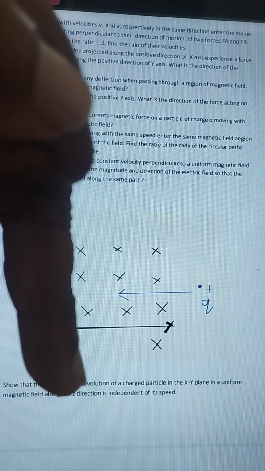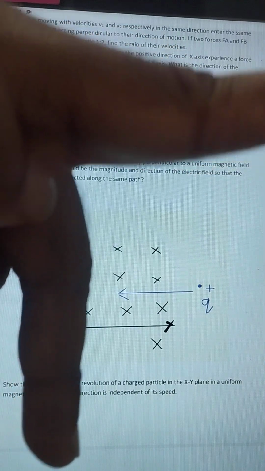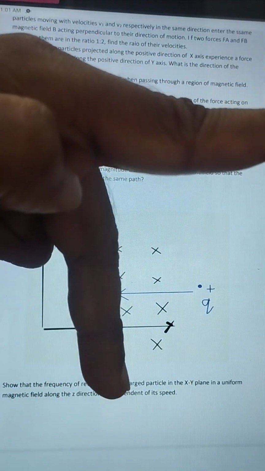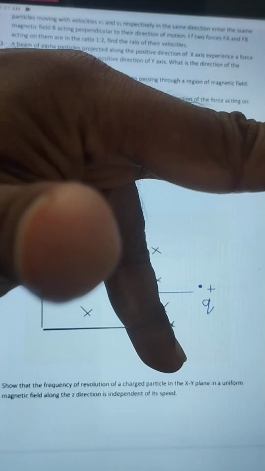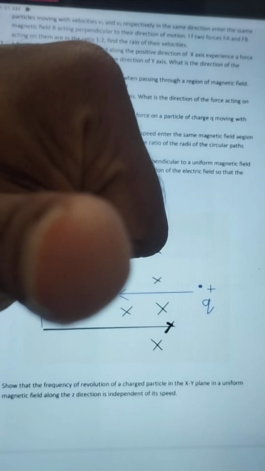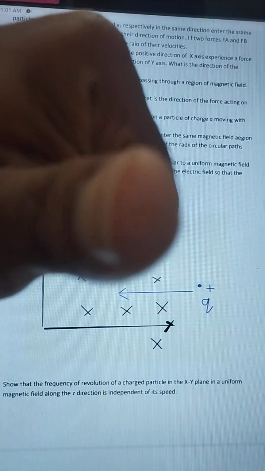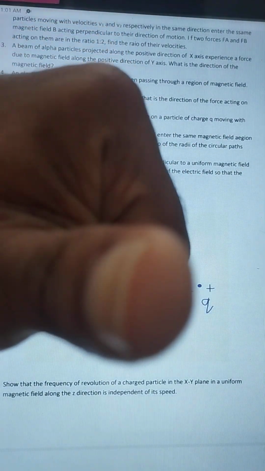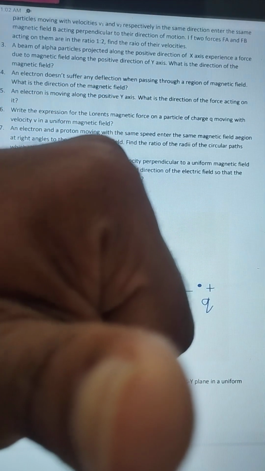Then the magnetic field is along x direction, it is given. Then the thumb, we know three fingers should be aligned perpendicular to each other. So here the thumb is pointed away from the plane of the whiteboard, towards away. So the direction of the force is along the positive z direction.